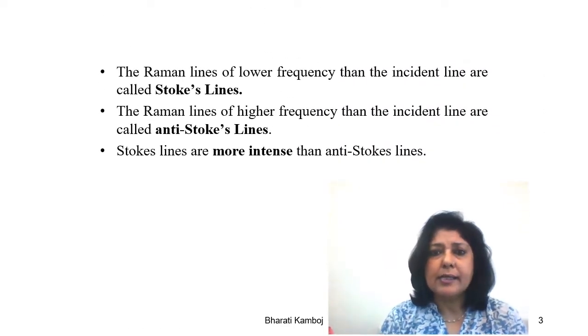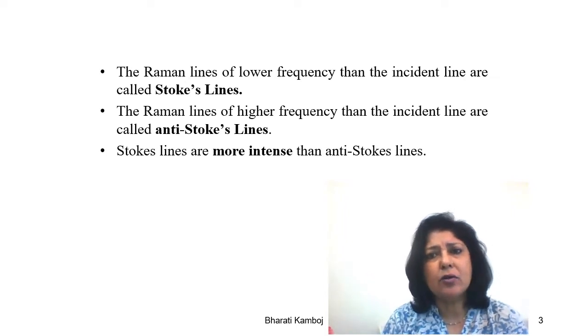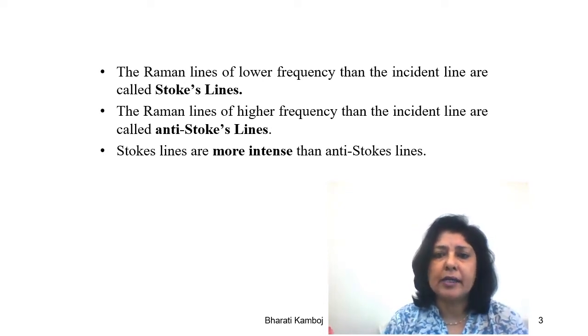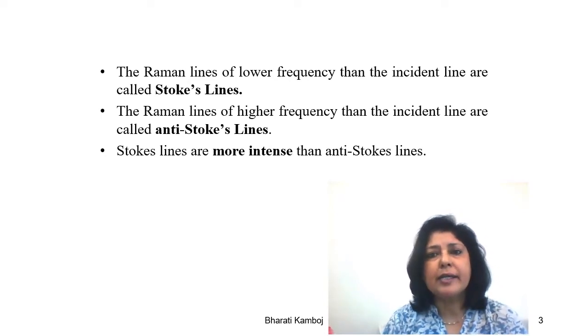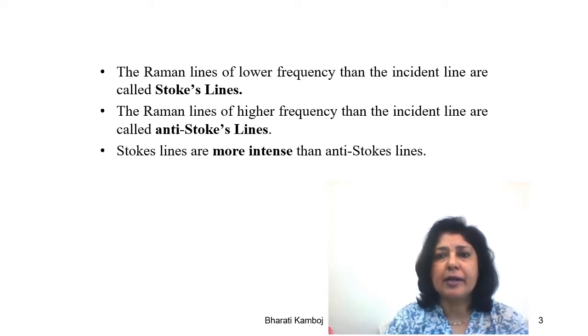The Raman lines having frequency lower than the incident frequency are known as Stokes lines, and the Raman lines having frequency higher than the incident frequency are known as anti-Stokes lines. It is observed that Stokes lines are much more intense than anti-Stokes lines.